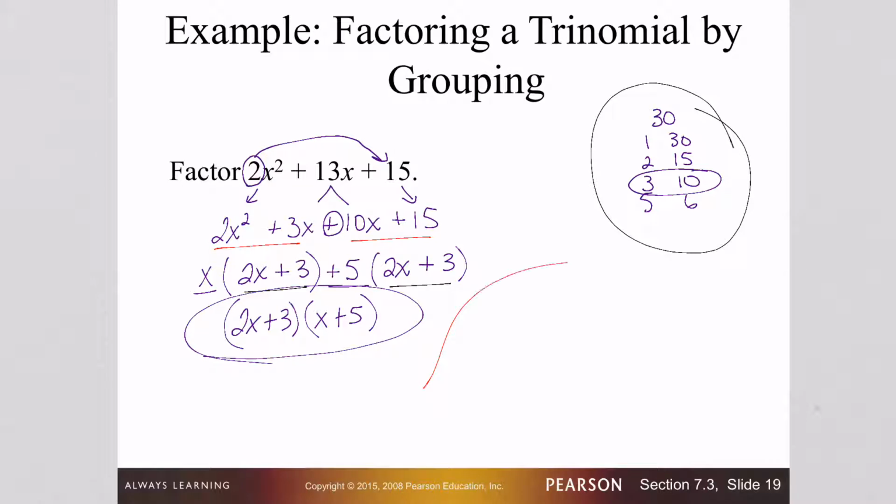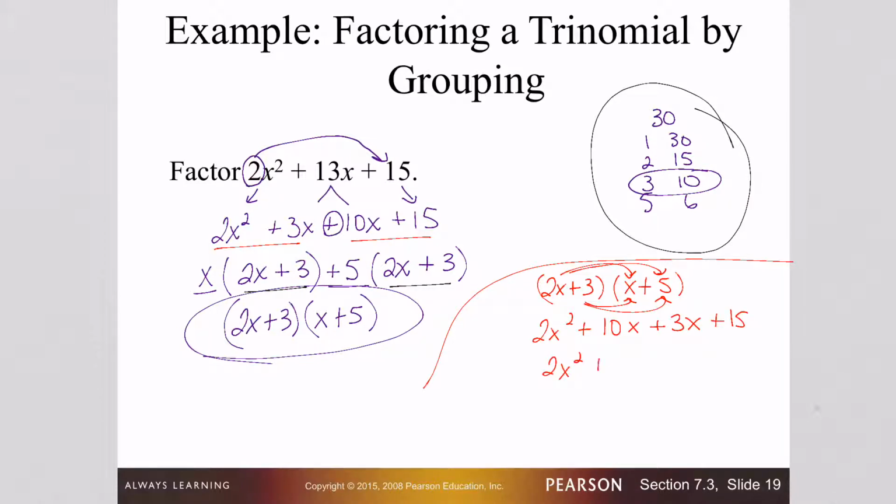So you can check your work. 2x plus 3 times x plus 5. Use the distributive property. 2x squared plus 10x plus 3x plus 15. So I've got 2x squared plus 13x plus 15. That's correct. I know that that's the factored form.